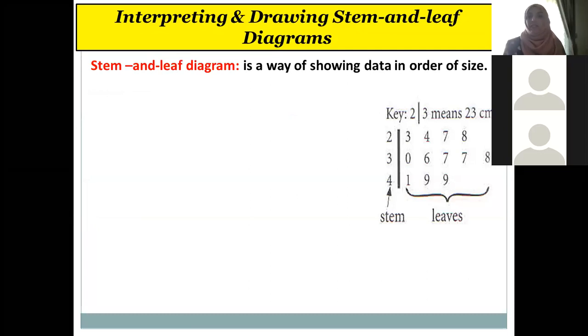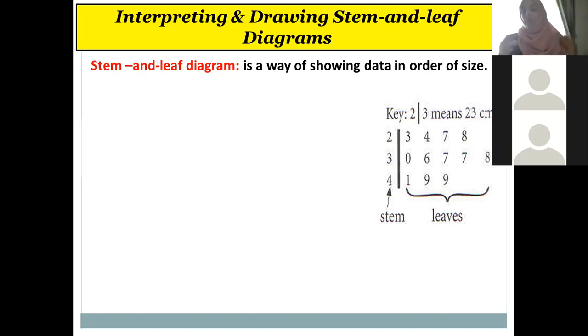Stem and leaf diagram is a way of showing data in order of size. It's as if we are just presenting the data in an ordered way. We arrange them in order of size, and we always start from least to greatest. So this is something very important. Stem and leaf is a way of showing the data in an ordered size.